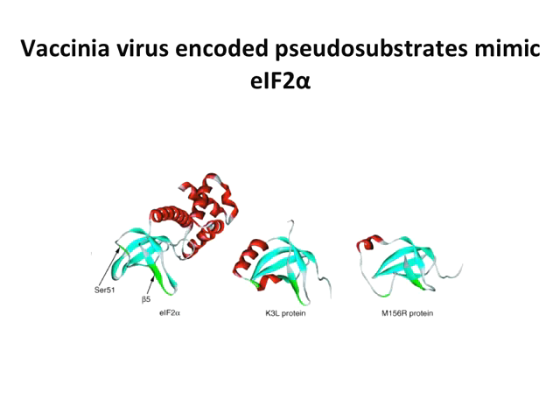Vaccinia virus makes two proteins in very large quantities, which are mimics of EIF2 alpha. And these basically take up all the PKR that is produced, so the PKR never gets to phosphorylate EIF2 alpha. Rather, the PKR works on these K3L and M156R proteins and never gets to phosphorylate EIF2 alpha.